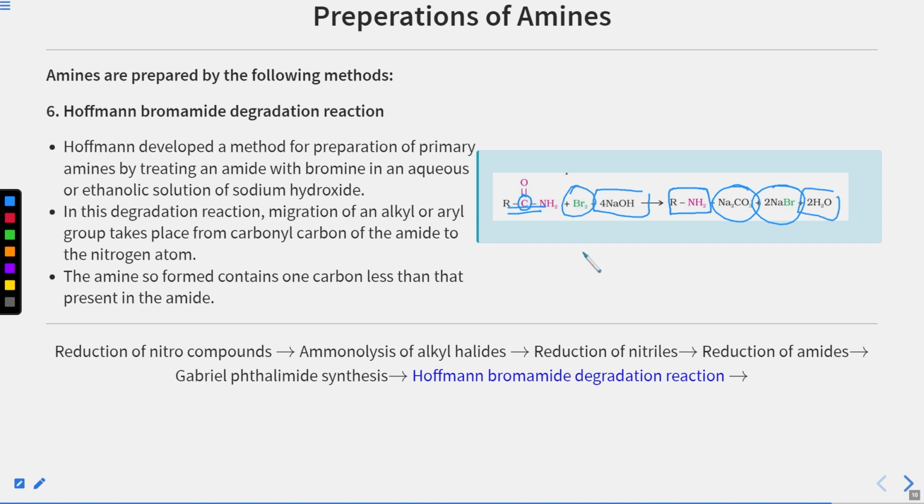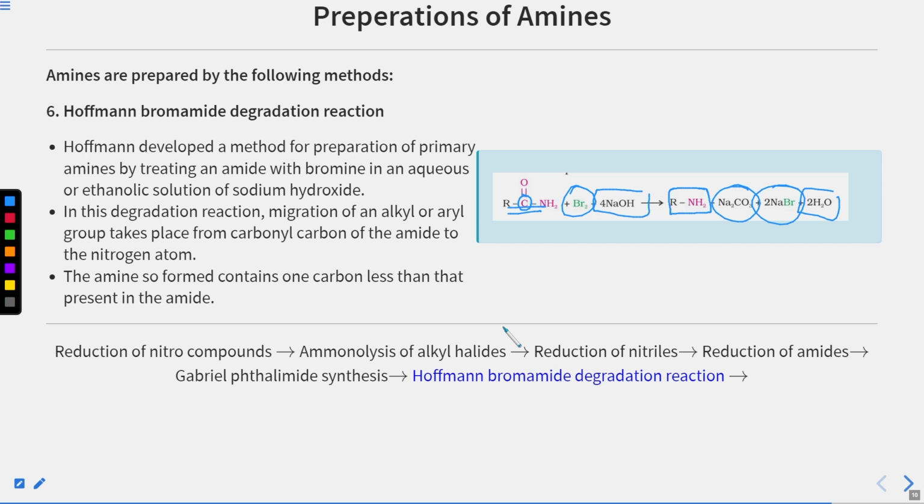Now this is the overall reaction. The main thing to remember throughout the reaction is that the amide is being reduced to an amine. No problem, you have done this with the help of LiAlH4, but the difference is that you have removed one carbon, so it has one carbon less than the initial amide. Also, remember that its mechanism is not so simple, it is complex.